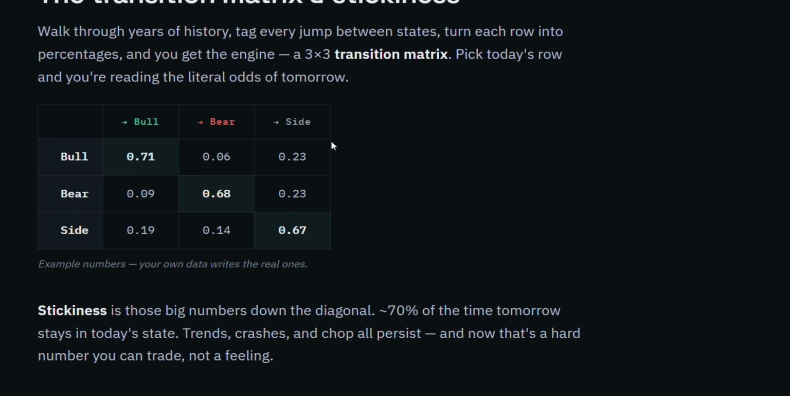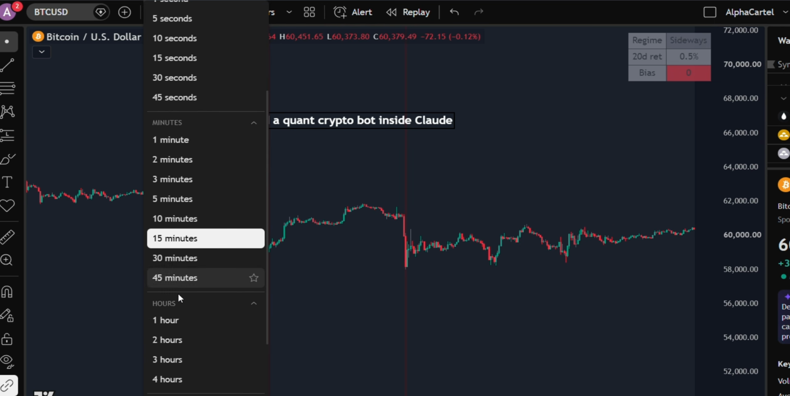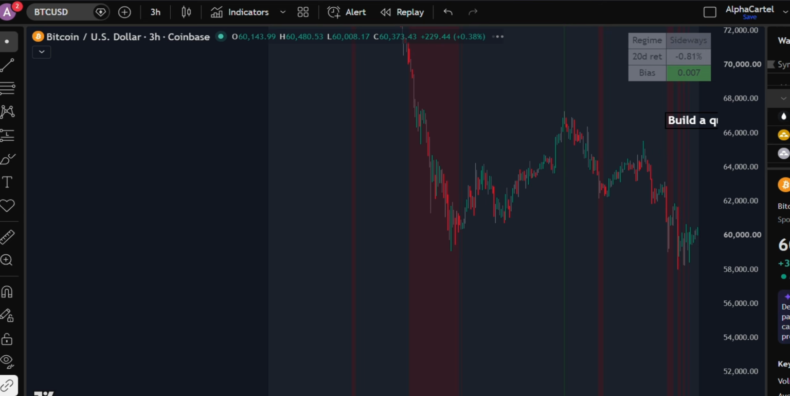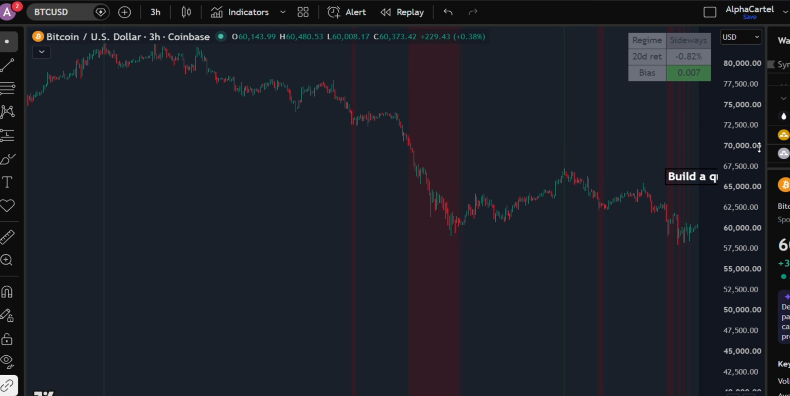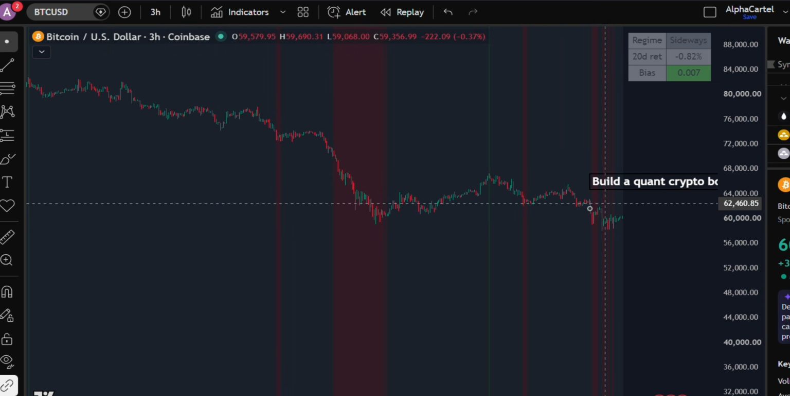And notice the big numbers running down the middle. That's stickiness. Around 70% of the time, tomorrow stays in today's state. Trends persist. Crashes persist. Chop persists. Bitcoin's single most likely move tomorrow is to keep doing what it's doing today. And now that's a hard number you can trade instead of a feeling.